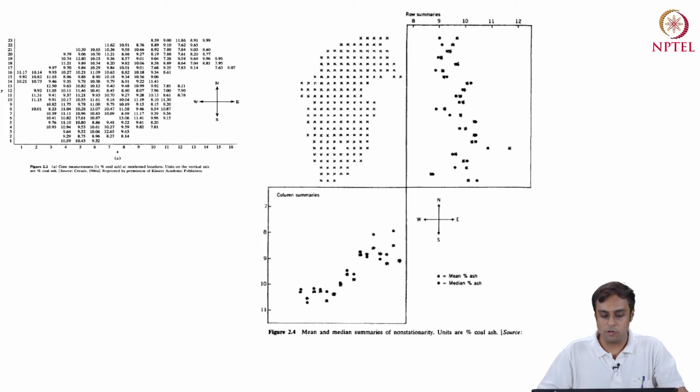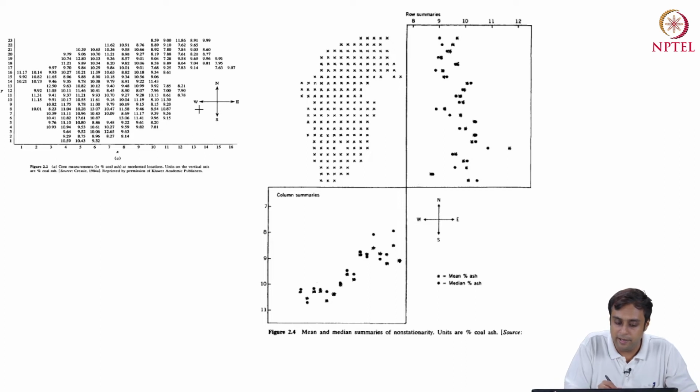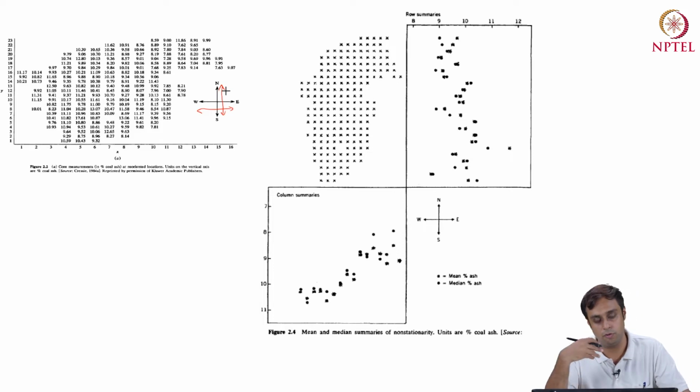All right, so what you see on your screen now is a separation of row summaries from column summaries, right? When I presented this data to you originally, I had said that we can figure out means and medians in the east-west direction or in the north-south direction. So now the rows are the east-west directional summaries and the columns are the north-south directional summaries.